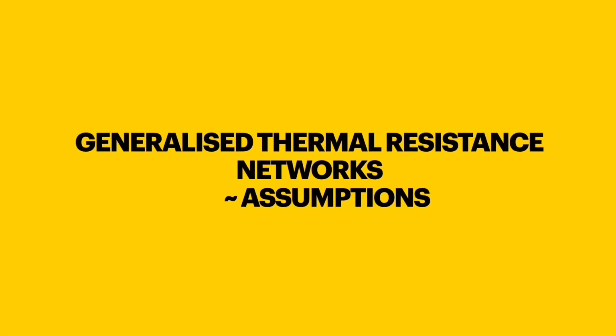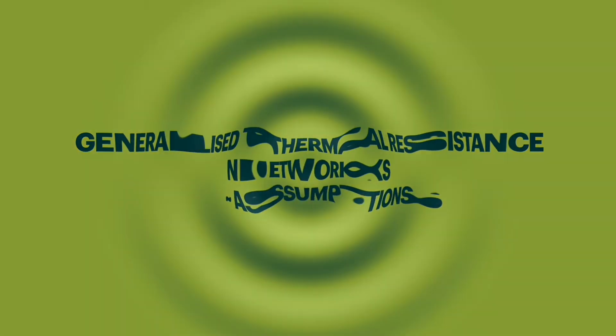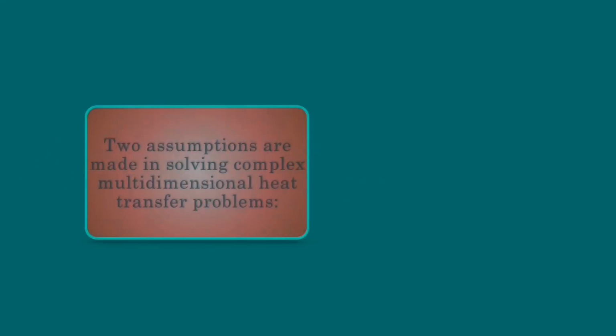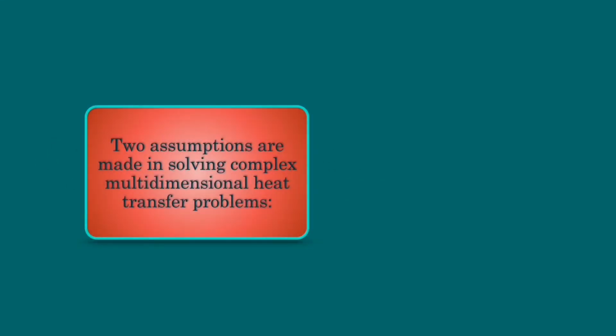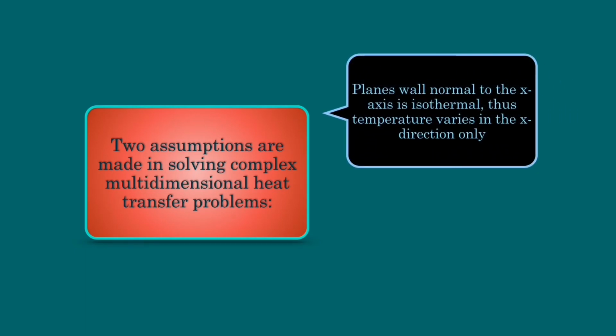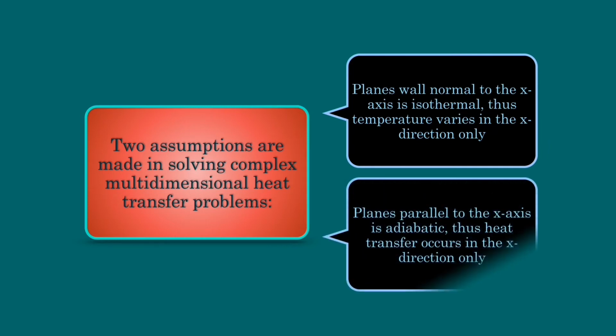Two assumptions are commonly used in solving complex multidimensional heat transfer problems by treating them as one-dimensional using the thermal resistance network: any plane wall normal to the x-axis is isothermal, and any plane parallel to the x-axis is adiabatic.